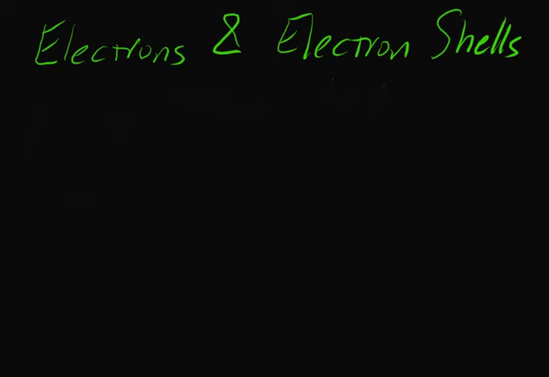Hello, in this video we're going to talk about electrons and electron shells. In my previous videos we've talked about the basics of the atom and we've addressed protons, neutrons, and electrons. We've talked a little more in depth about protons and neutrons and what they do in the atom. But aside from just stating that electrons are involved with bonding, we haven't really discussed much more than that, other than the number of electrons must equal the number of protons for the atom to be neutral.